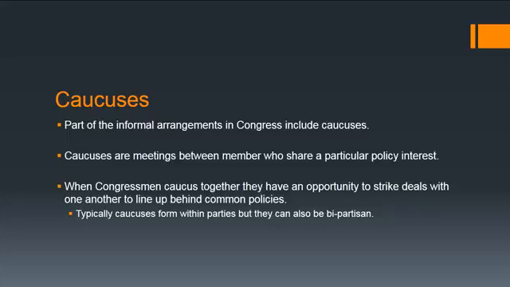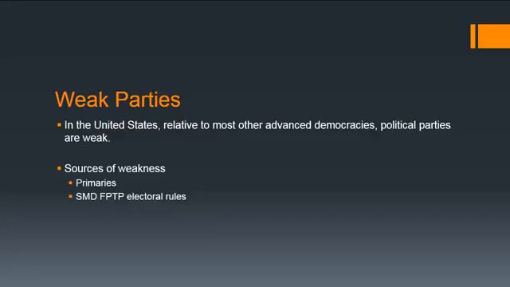Again, these are informal institutions. They come and go based on what's important to a particular session of Congress. But what they do provide is an opportunity to coordinate, an opportunity to talk and strike bargains in order to overcome a coordination problem. Now, it's worth noting that in the United States, relative to most advanced democracies, political parties are weak. They have relatively fewer tools to discipline their members than parties in other major industrialized democracies.